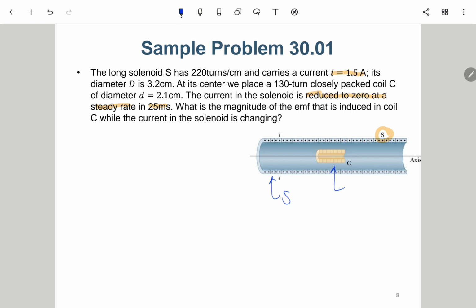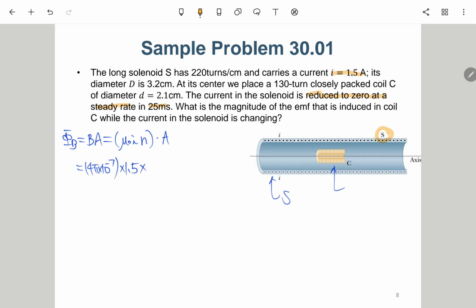Okay, so first we would like to calculate the magnetic flux. Phi B will be B times A. We just assume the B field is uniform. And as long as it is a solenoid, B is mu 0 I N. We have learned this in chapter 29. Times A. So this is 4 pi times 10 to negative 7, and then times 1.5, and then times N.